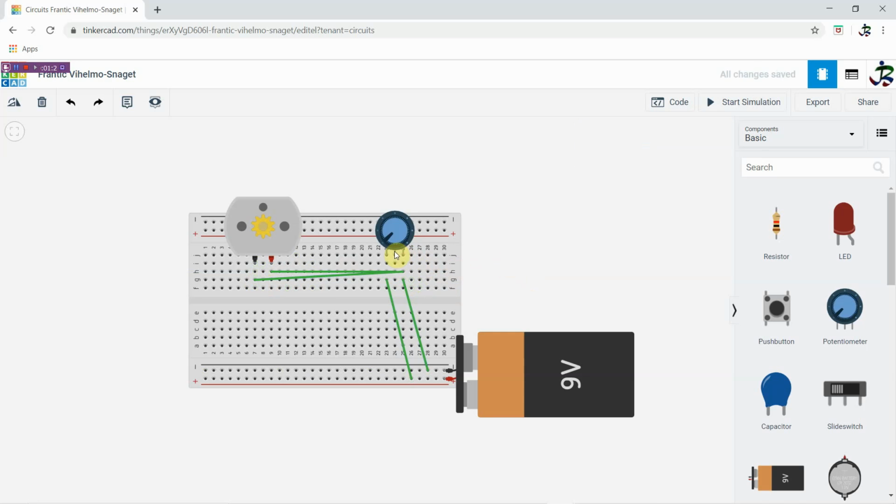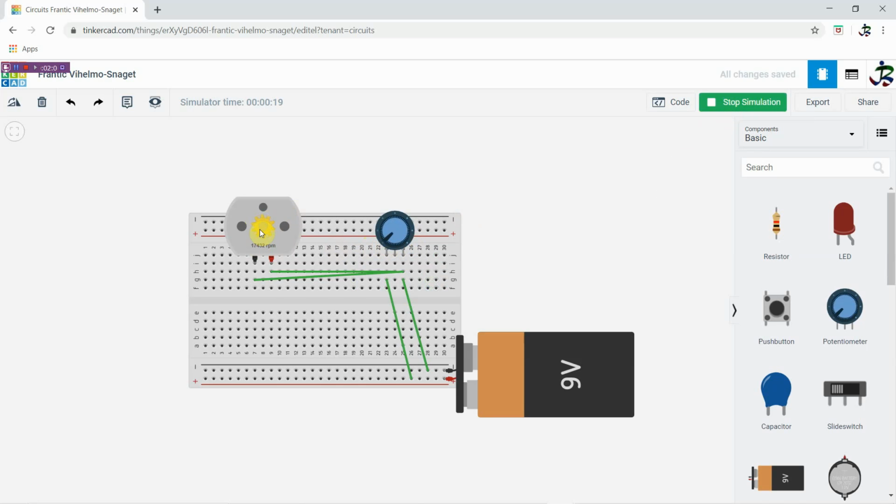The middle terminal is the output, the position at which the potentiometer knob is. As you rotate, the resistance will increase and the voltage also will change. So let's see how it is changing. Right now it is at maximum speed, because the resistance is at the lowest. As I increase the resistance value, now you can see, this is the maximum speed.